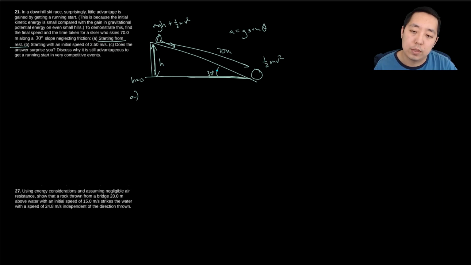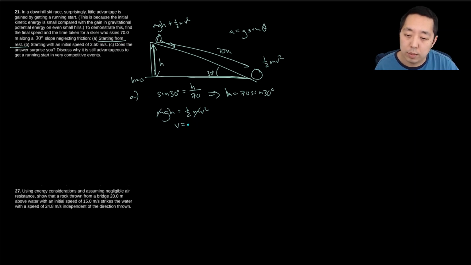the sine of 30 degrees is going to be h over 70, right? Opposite over hypotenuse. So h is equal to 70 sine 30. It's the opposite side, so it's hypotenuse times sine of 30. Okay, so that's the energy. So mgh is equal to 1/2 mv squared. Turns out the mass doesn't cancel. The velocity is just going to be the square root of 2gh, and that's the square root of 2 times 9.8 times 70 times sine of 30 degrees.